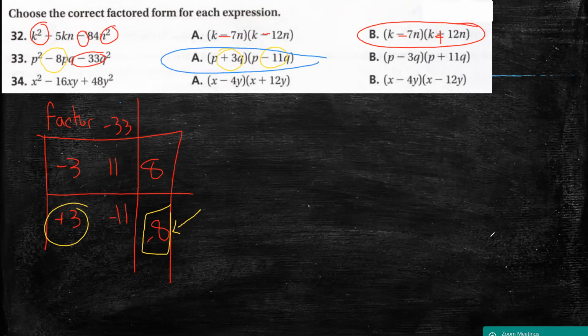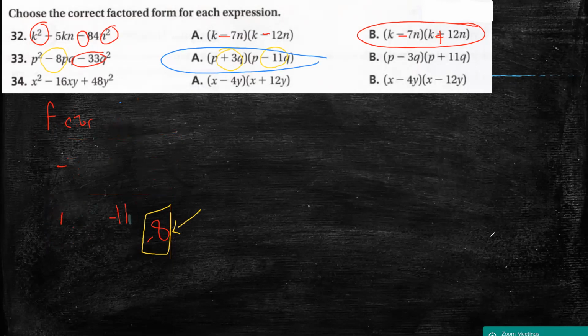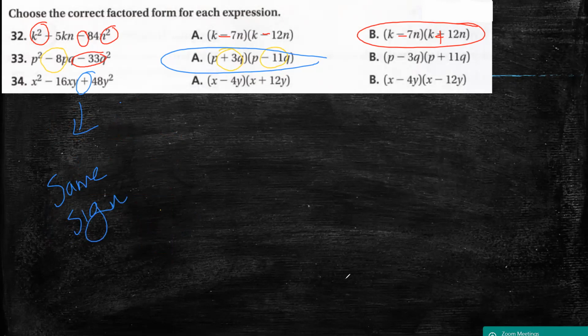Look now at the last one. Here we have positive 48, so we must have the same sign. Negative, positive, or negative, negative. Which are the same? B. Thank you. So the correct answer here is B.